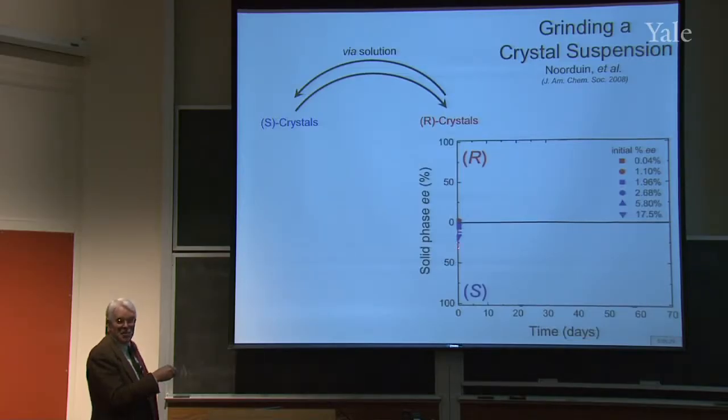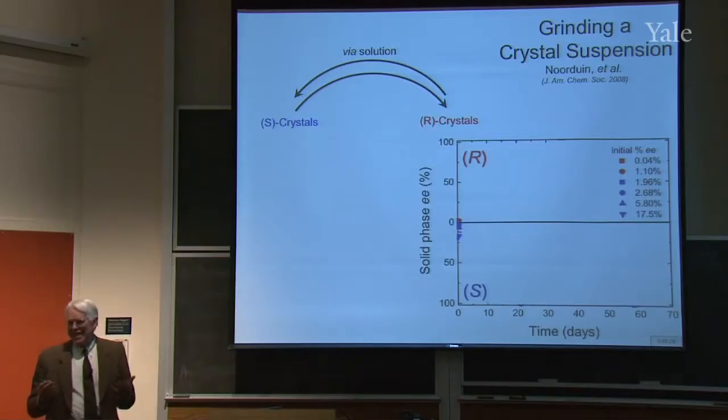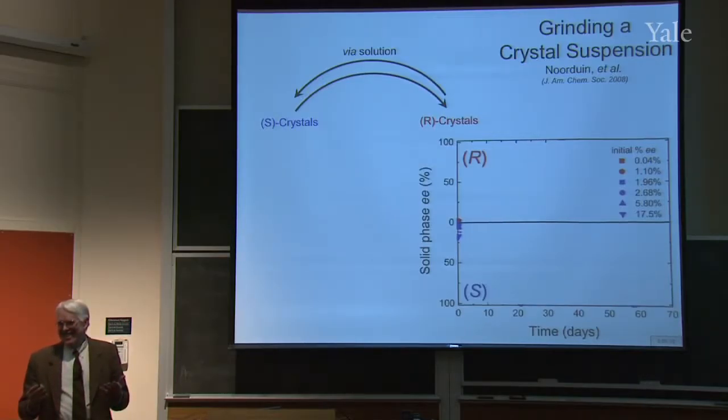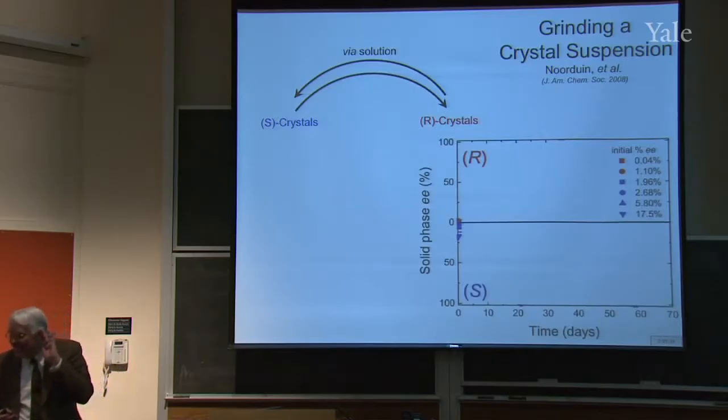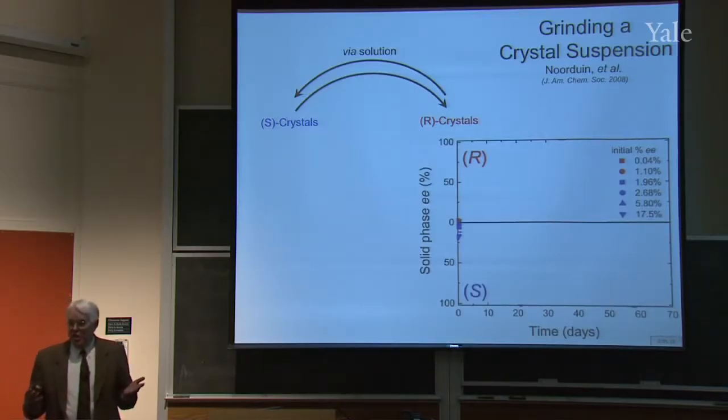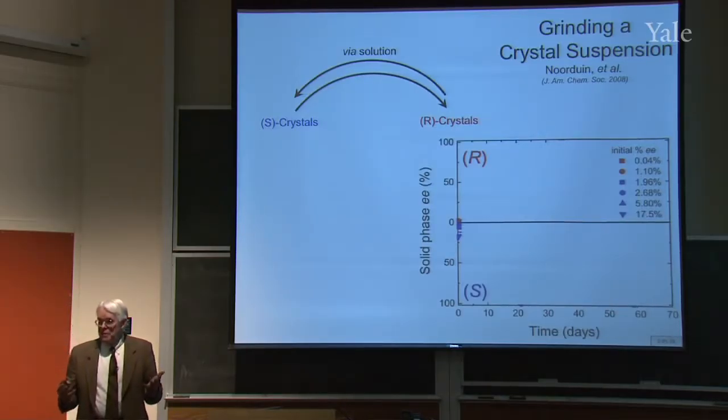Come on, be naive. Megan, what do you think would happen? Less enantiomer excess? Yeah, it would go to 0 enantiomer excess. It would go to 50-50.